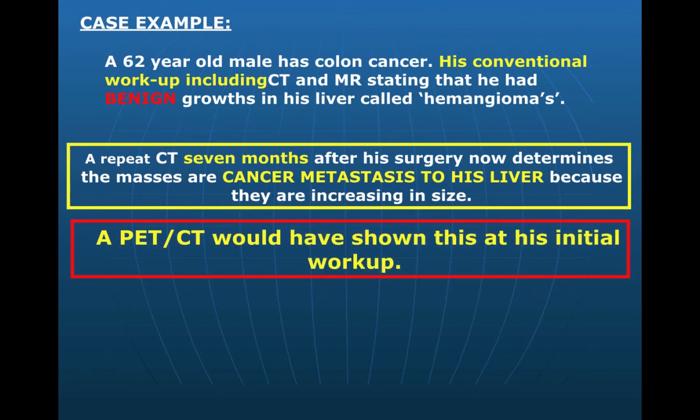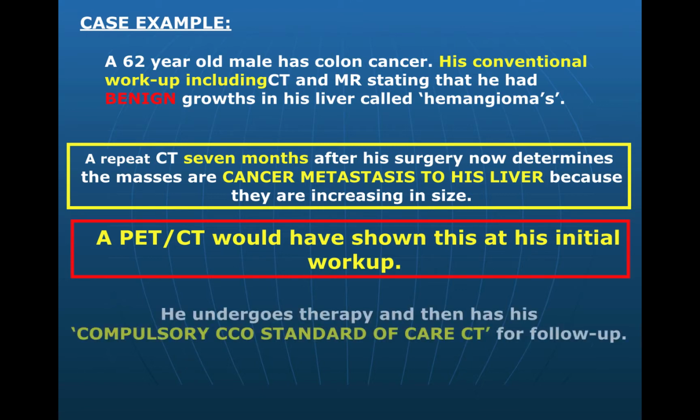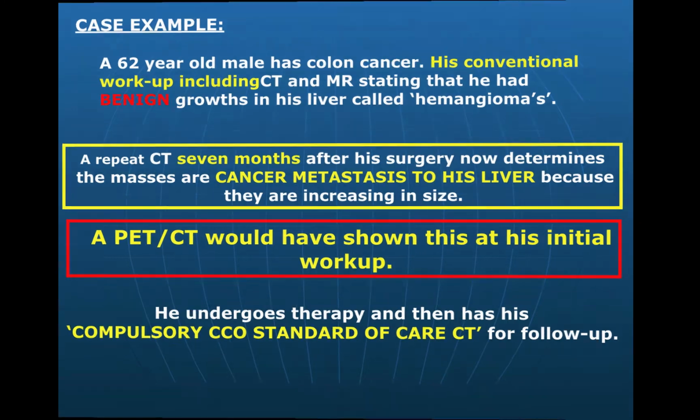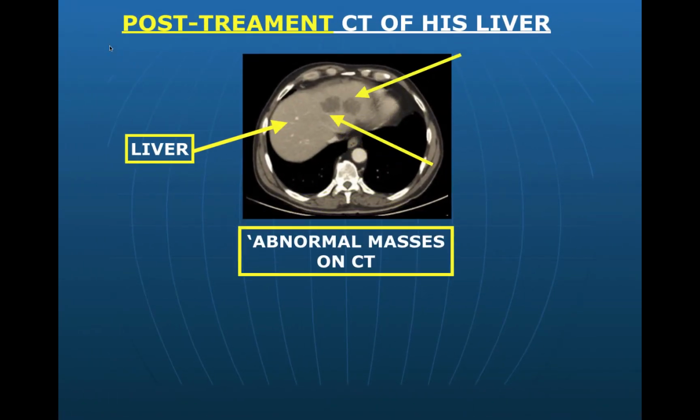Now, a PET-CT, of course, would have shown this at his initial workup. Instead, he lost 7 precious months before he finally got to the proper therapy for his liver cancer. Now, so he undergoes his therapy, and then, of course, because he's in Ontario, he has to be followed up by a CT. So here's his post-treatment CT of his liver. You may remember this from the original talk I gave, or talk number 1, but liver here, and these were the abnormal masses on his CT in the follow-up scan.